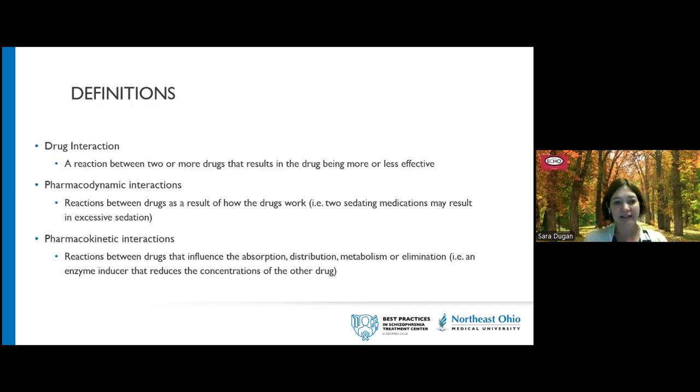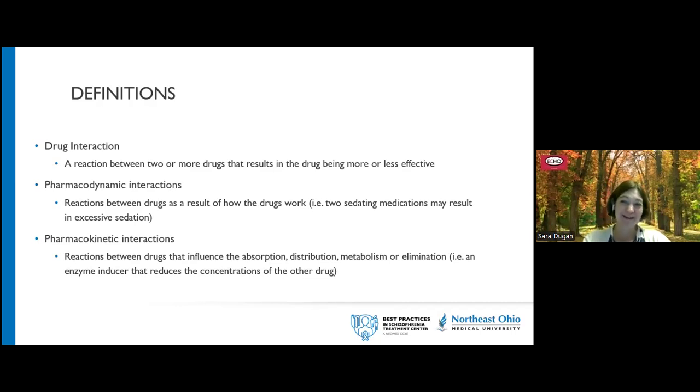The other type of interaction are the pharmacokinetic interactions. Pharmacokinetics being what the body does to the drug: how the drug gets in, where the drug goes, how it's metabolized, and then ultimately how the body gets rid of it. These reactions are going to influence any of those steps. Most of the ones we're going to focus on today really are related to metabolism, so the enzymes that actually break down the medication so the body can get rid of it.